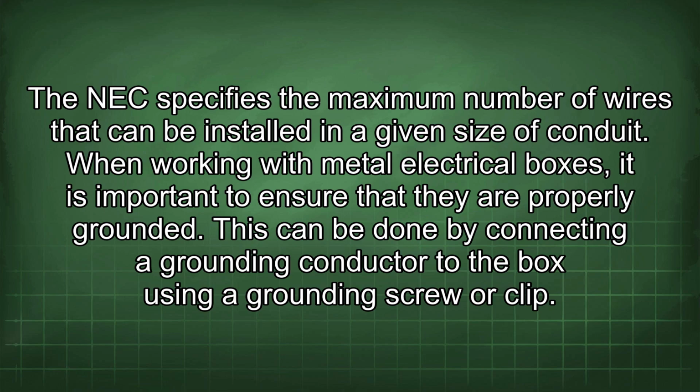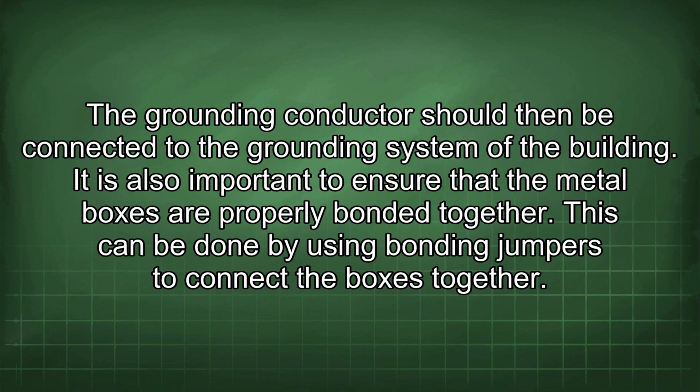When working with metal electrical boxes, it is important to ensure that they are properly grounded. This can be done by connecting a grounding conductor to the box using a grounding screw or clip. The grounding conductor should then be connected to the grounding system of the building.